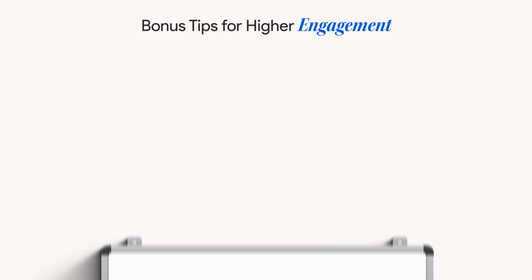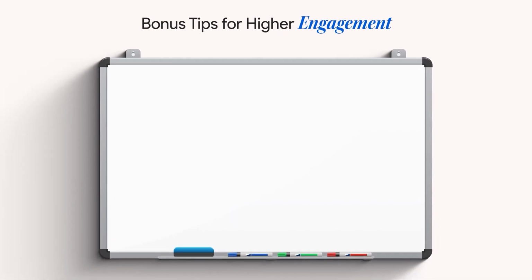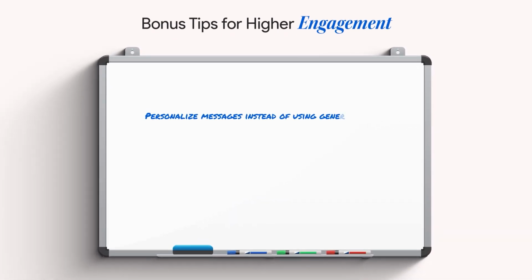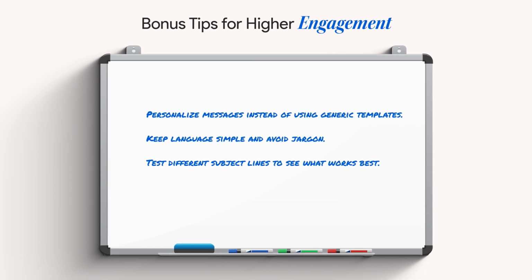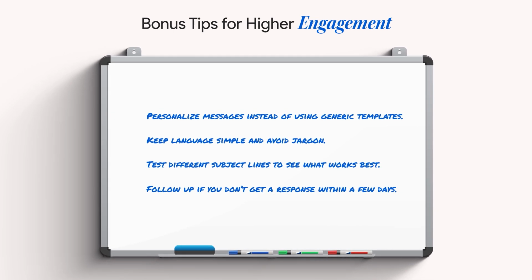Bonus tips for higher engagement. Want to make your emails even more effective? Follow these extra tips. Personalize messages instead of using generic templates. Keep language simple and avoid jargon. Test different subject lines to see what works best. Follow up if you don't get a response within a few days.